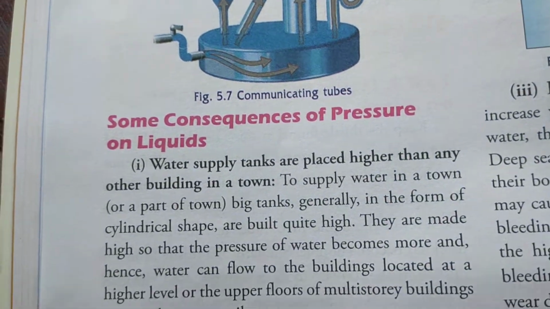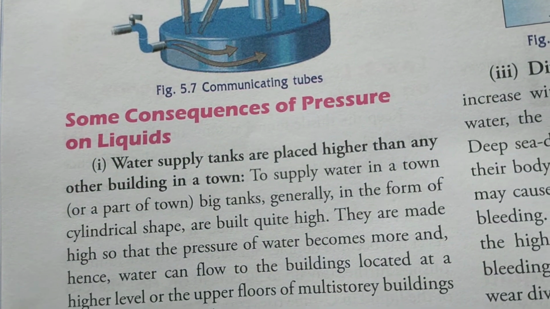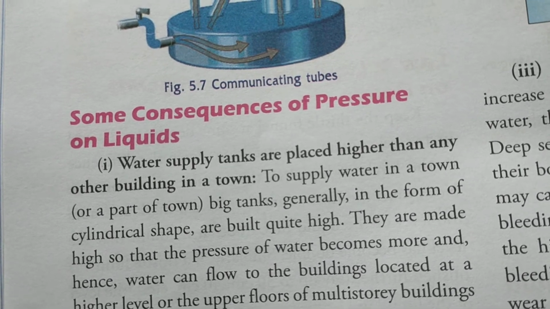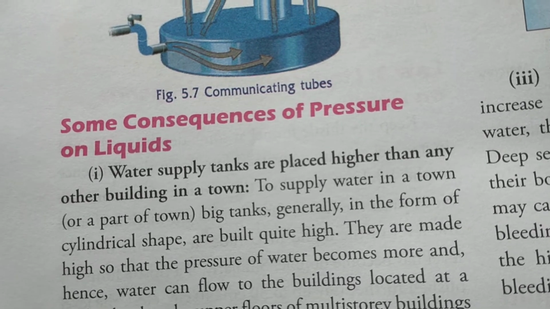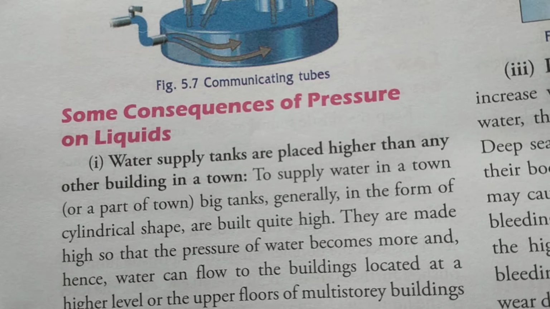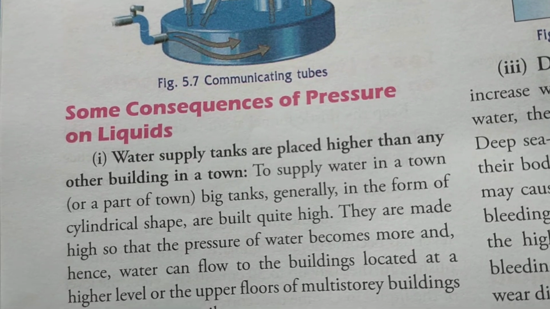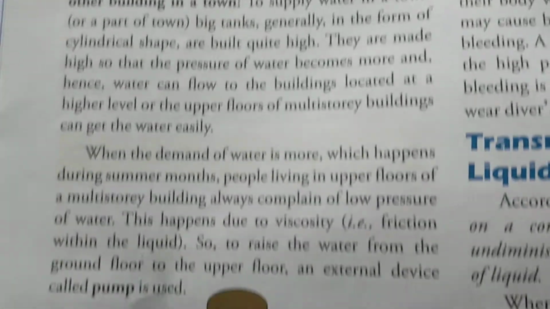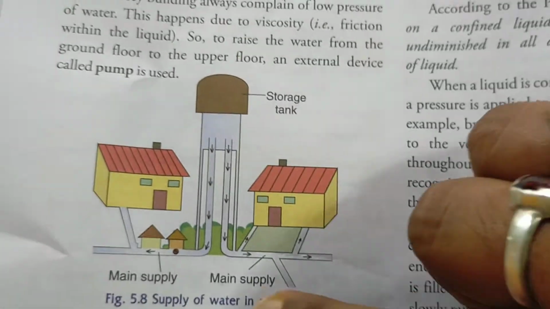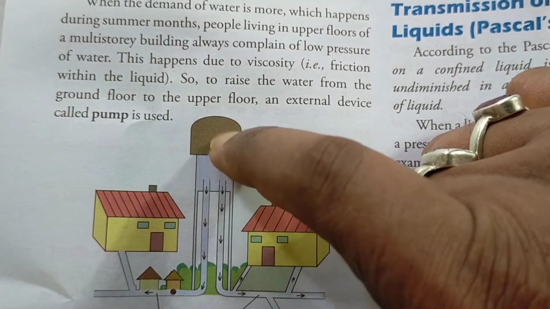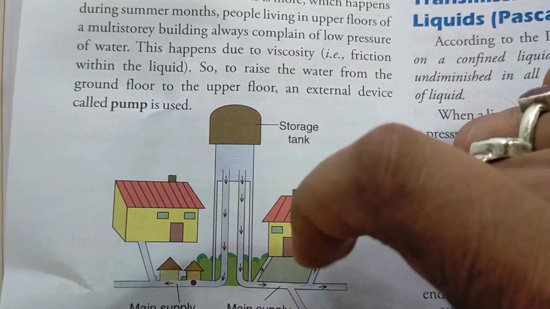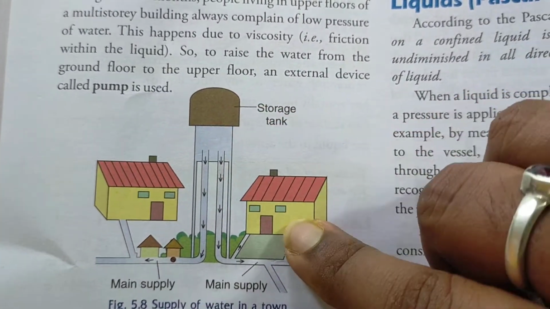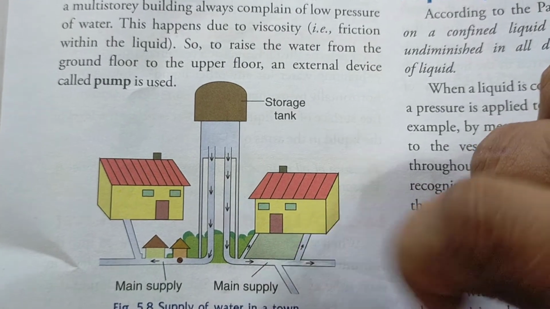Consequences of pressure, that means what is the result of pressure on liquid. So generally we place our water tanks on the top of our terrace, because at a higher level the water pressure will be more. Some problems we'll see in a few homes. First of all, the storage tanks are kept at height. So if it is kept at height, the pressure of the liquid running to our home will be nice.